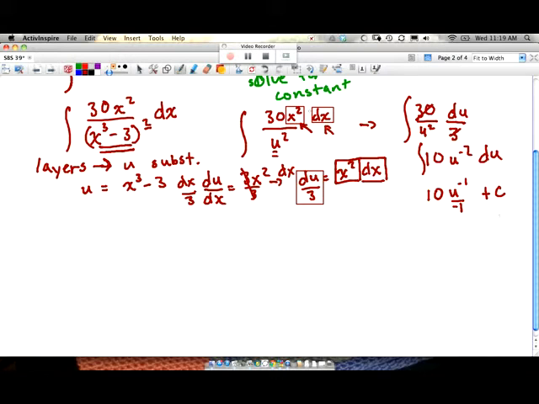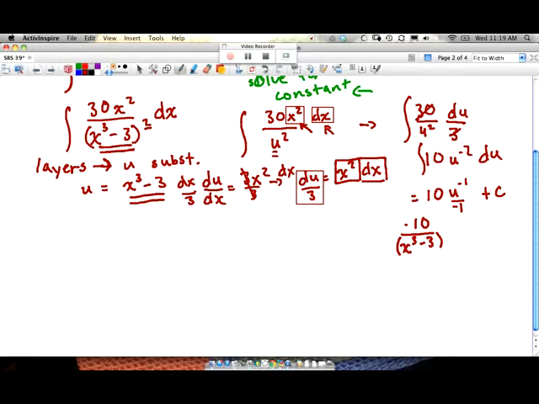Now we've done most of the work here, but this is really only half of what they were asking, even though it's most of the work. The other part that we had to do was solve for that constant. So let's get to where we can do that. U was x cubed minus 3, so I need to substitute that back in. We're going to have 10. This negative 1 I could multiply to the top. U to the negative 1 means it goes to the bottom, so that's going to be x cubed minus 3.